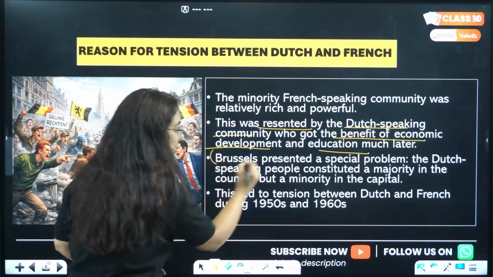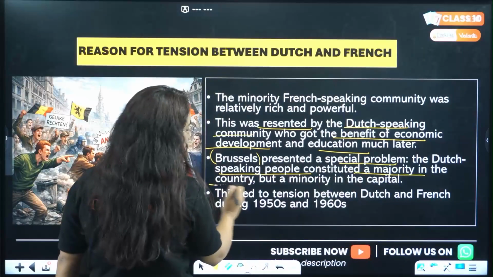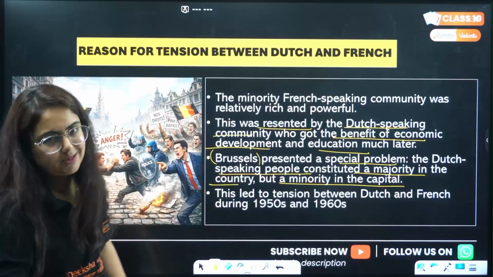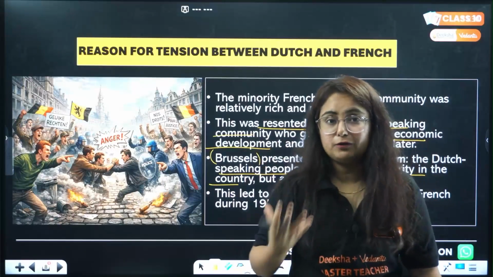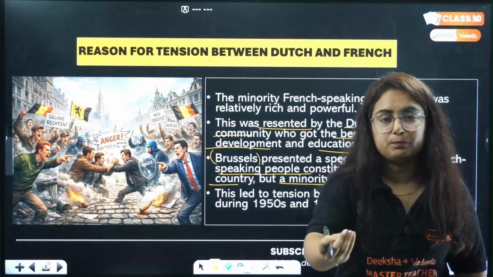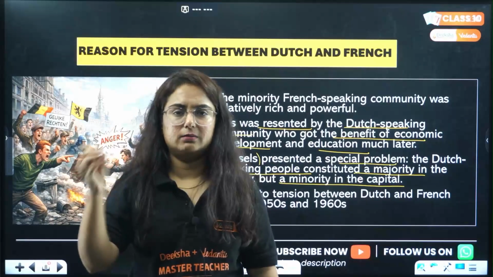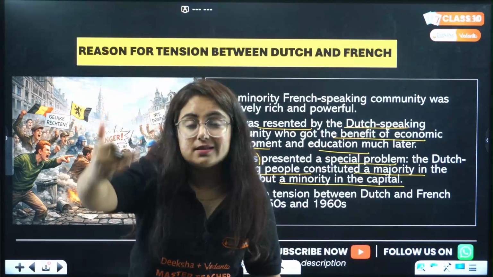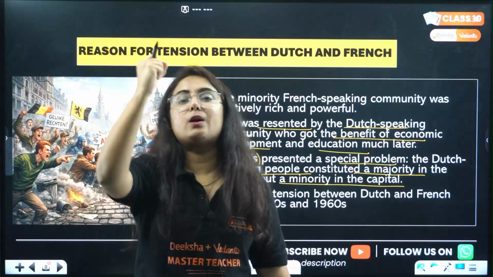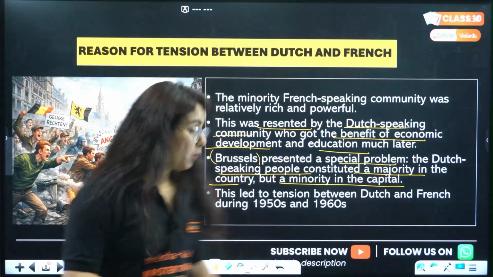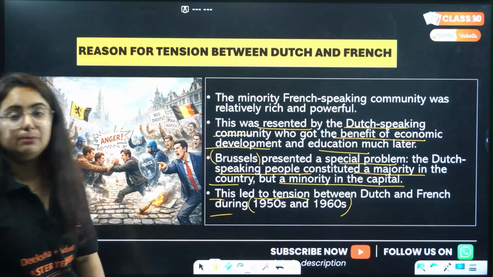Yes. Brussels, the capital city, has a special problem, that is Dutch-speaking people constituted majority in the country but minority in the capital. We just discussed. What happened? Tension arose, and a situation whenever there is a fight among the people of the country is known as what? Civil war. So the condition was being created that it can lead to civil war. However, civil war did not happen in that nation. Civil tensions arose in the country. Before it could lead to civil war, the people of the country acted in a very positive way. Get it? So what happened? This leads to tensions between the Dutch and the French, particularly in this time period.